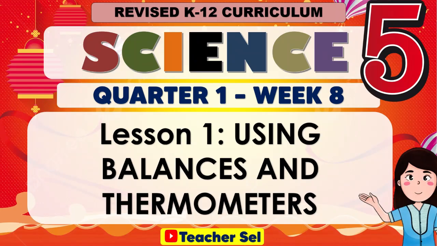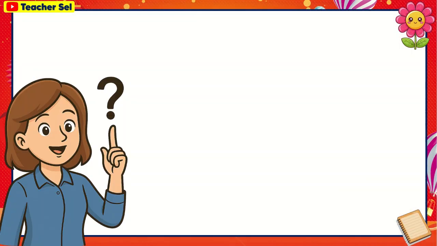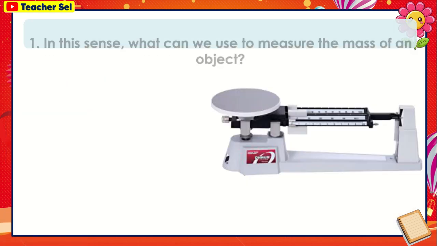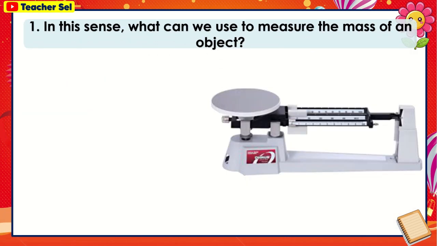Lesson 1, using balances and thermometers. The units of measurement that you learned in previous lessons are used to describe the physical characteristics of an object. Milligrams, grams, and kilograms are used to describe how much mass an object has, while degrees Celsius is used to describe how hot or how cold something is. In this sense, what can we use to measure the mass of an object?